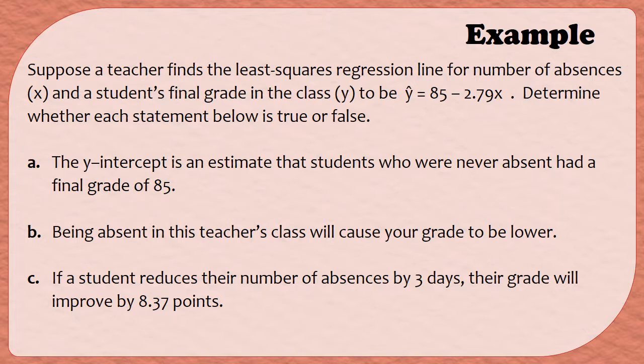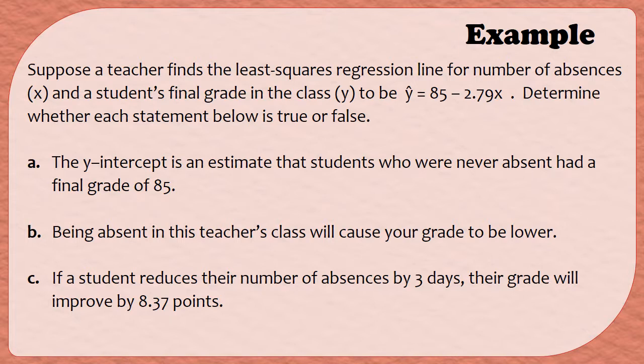Okay, have you given it a shot? All right, let's work through it. This says, suppose a teacher finds the least squares regression line for a number of absences, x, and a student's final grade in the class, y, to be y hat equals 85 minus 2.79x. Determine whether each statement below is true or false.